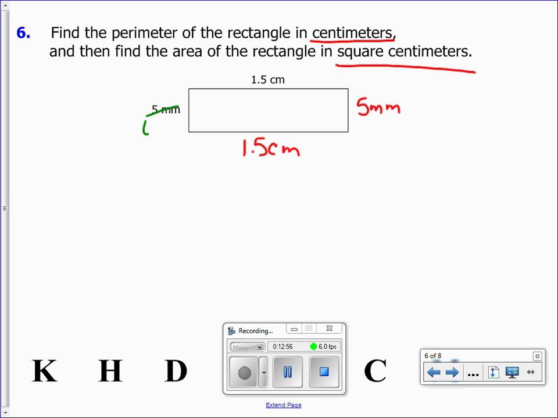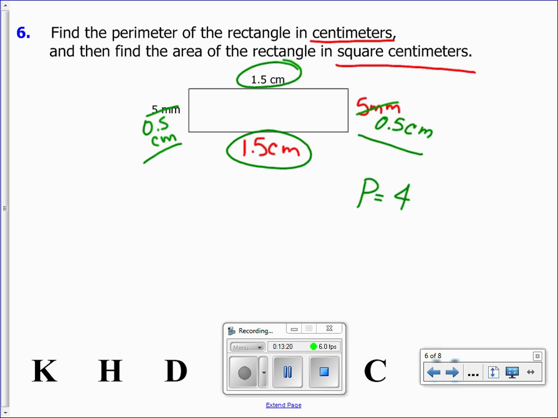0.5. Good. So if that's changing, and this one's going to change, and when we find the perimeter, we add all the sides up. So 0.5 plus 0.5 is 1. And 1 plus 3 is 4. So we get this. Here's our 3. So the perimeter, complete total answer, will be perimeter is equal to 4 centimeters. That is the complete answer I want to receive.